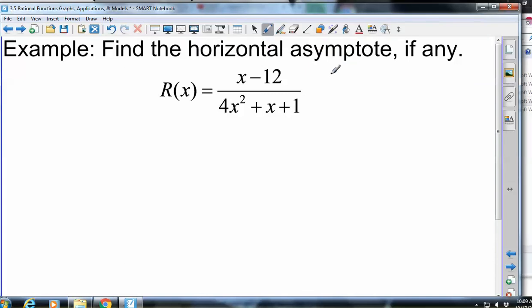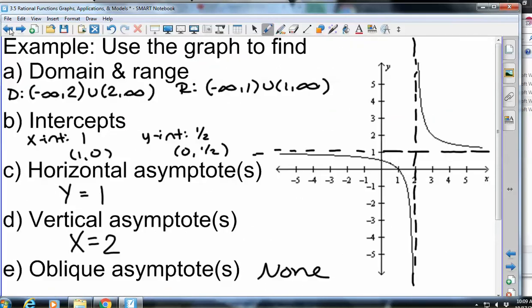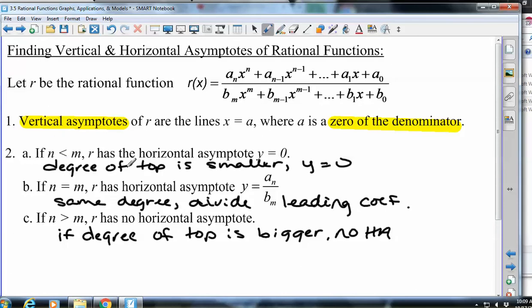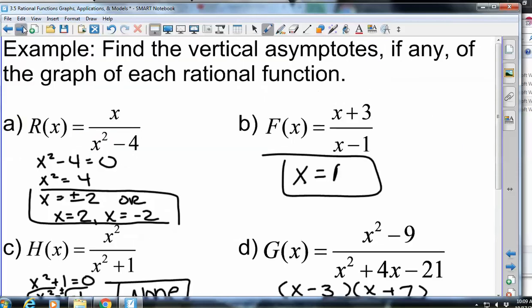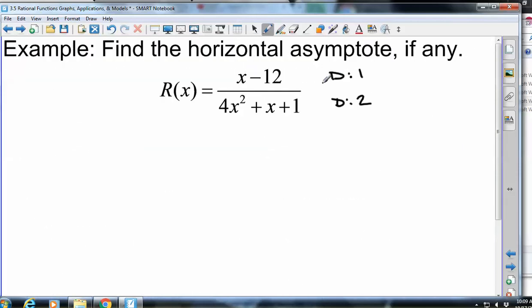Okay, so to find the horizontal, what we need to look at is the degree of the top and the bottom. Degree is the highest exponent. So what's the degree of the top? And the degree of the bottom? Okay, so look at those rules. We said that if the degree of the top was smaller, we have a horizontal asymptote, y equals 0. So this top has a smaller degree than the bottom, so it's just y equals 0.